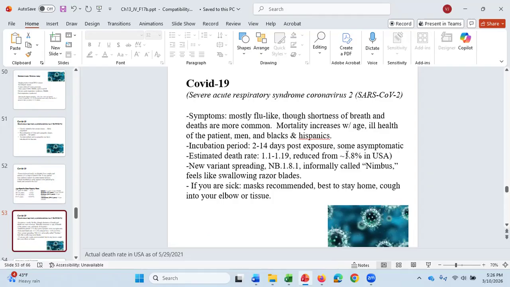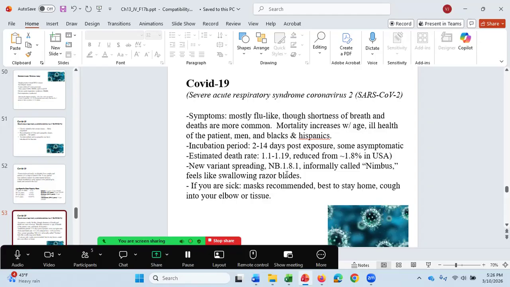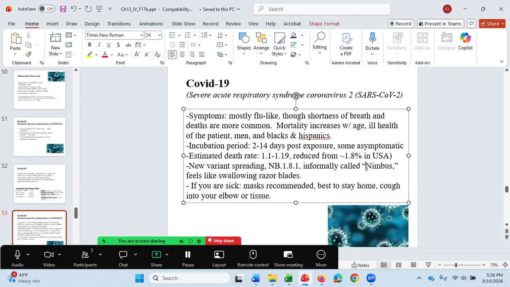One trouble with COVID-19 is that new variants come out. And there are actually two new variants which are increasing in frequency at the moment, and I only know one of them, NB.1.8.1, which is informally called Nimbus. If you come down with Nimbus, your throat will be so sore it'll feel like swallowing razor blades. So you do not want to get infected with the coronavirus strain Nimbus.